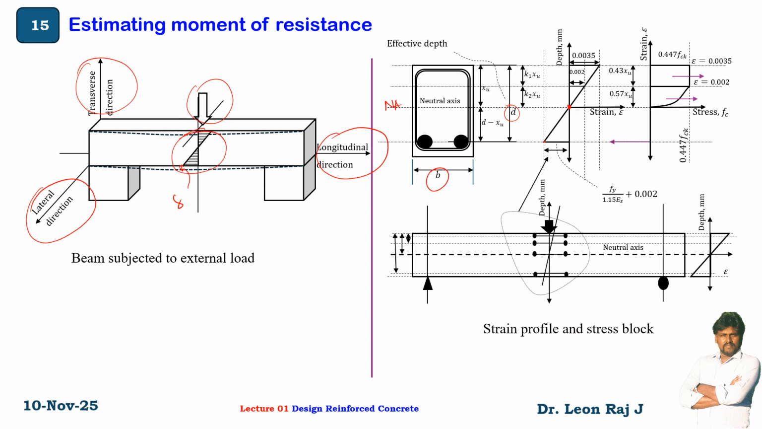Another level is the strain at 0.002. If you know the strain 0.002 and the strain 0.0035, you know the stress. That's how the stress blocks come into the picture. At the neutral axis the stress and strain are equal to 0. So this is how the points were fixed and the stress block comes into the picture.